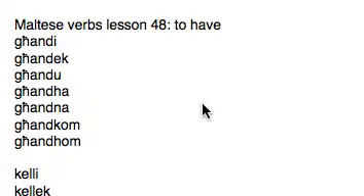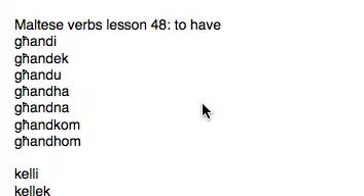Hello and welcome in this very important lesson number 48 about the Maltese verbs, in which we're going to see the verb to have. For the past 47 lectures, we've seen that we use the NTJT trick for the present tense. However, to have is an exception.